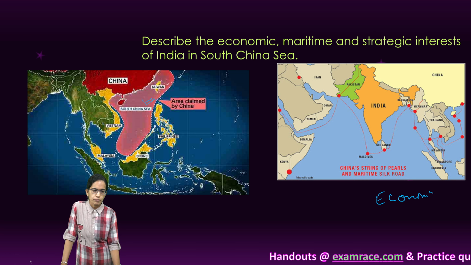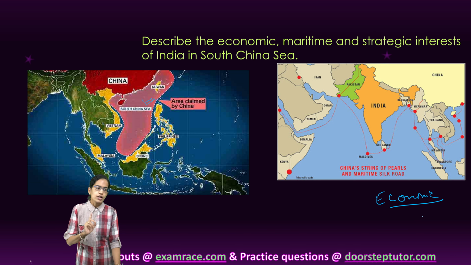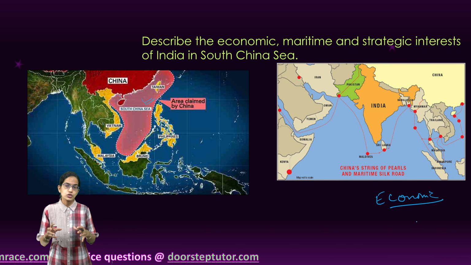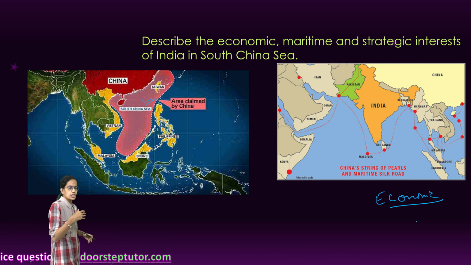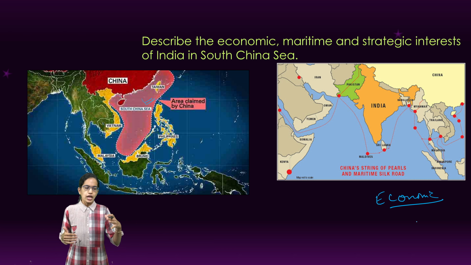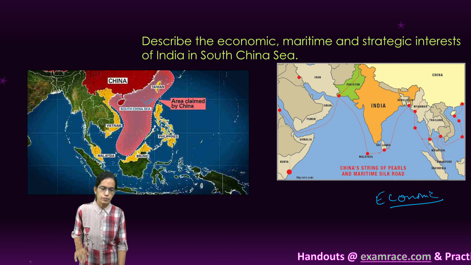First is the economic cause, because we are trying to secure a trade transit route which passes through the South China Sea, and with this India would have a stronger position in trade relations. We are also reducing the dependency on the maritime nations and increasing the trade with the nations of East Asia. So that's the economic perspective.